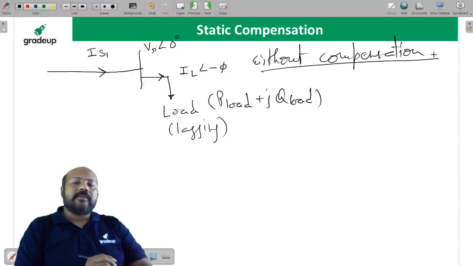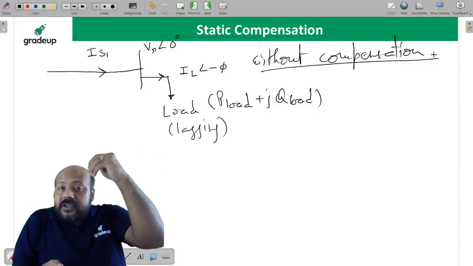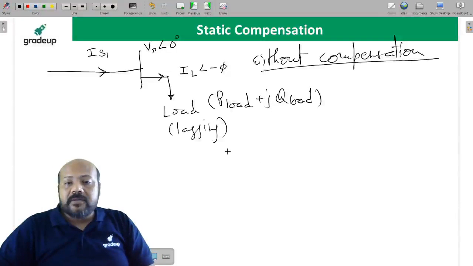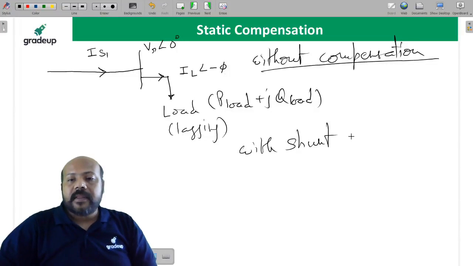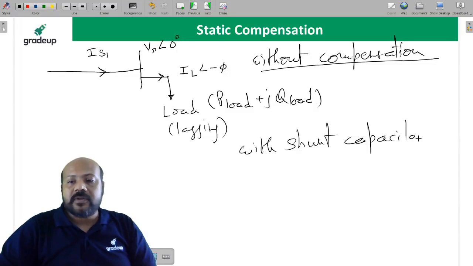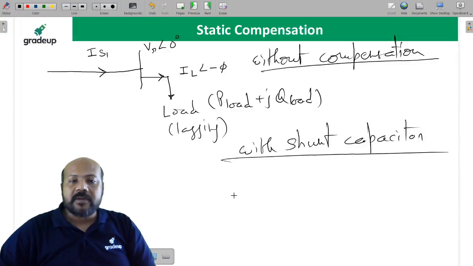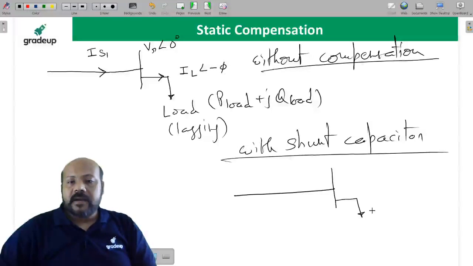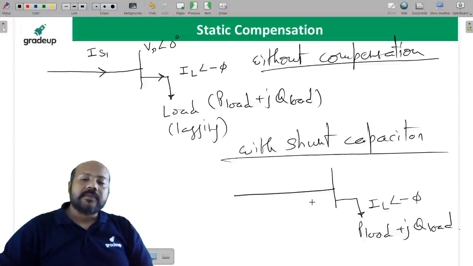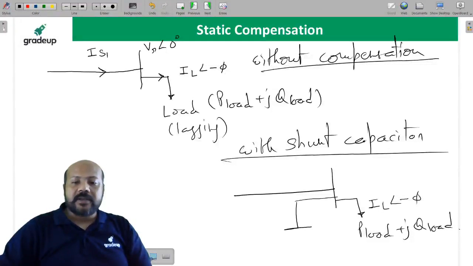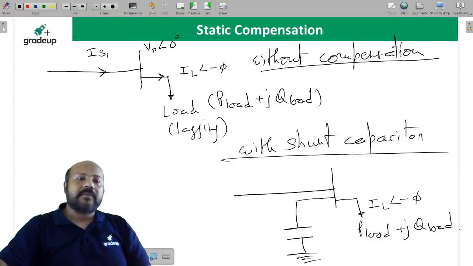Are you getting this idea or not? Now we are going to use the shunt capacitor bank. When you are using the shunt capacitor bank with shunt capacitor, what is the situation? Just tell me. With shunt capacitor, this is the line, this is the receiving end, this is the load. Now this load is IL angle minus phi and this is P load plus jQ load. And this is how you have connected the capacitor. Suppose this is the capacitor connected.